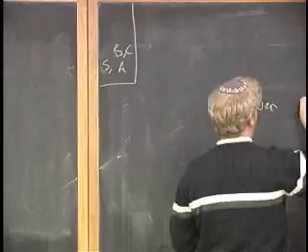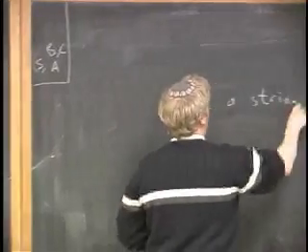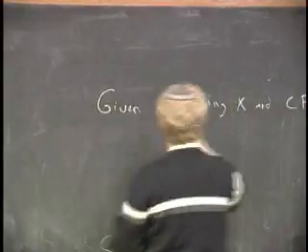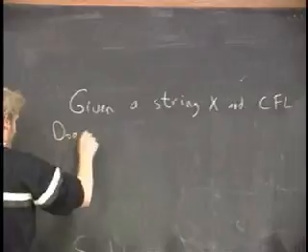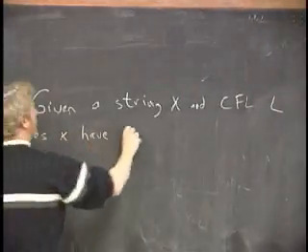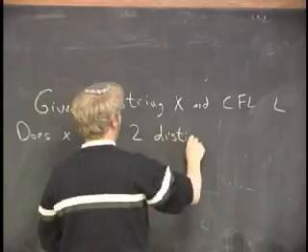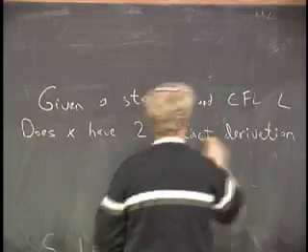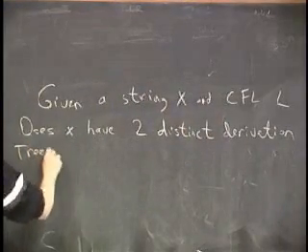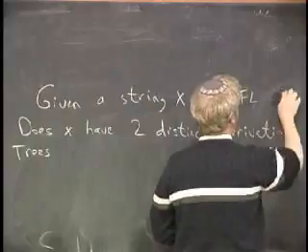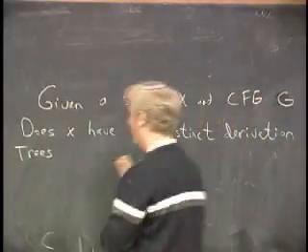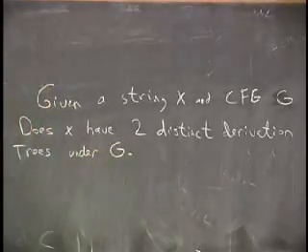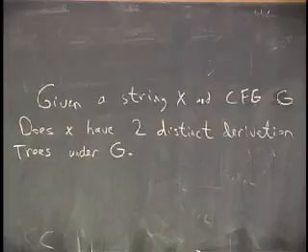Given a string x and a CFL L, does x have two distinct derivation trees? I think this needs to be a grammar, not a language, right? Under G. It has to be two or more than two, right? Yeah, at least two.